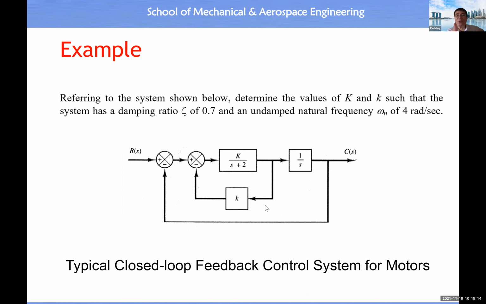So if you understand this one, basically you already understand the control at the lowest level: what should be the control loop for each individual motor inside your robot? The answer is what? It is this one. That's it. Finished. Very simple. All right. So now this question asks you to determine capital K here and smaller k here, so that zeta equals 0.7. This is the best value for zeta. And the natural frequency is 4 radians per second. Okay. What will be the solution?